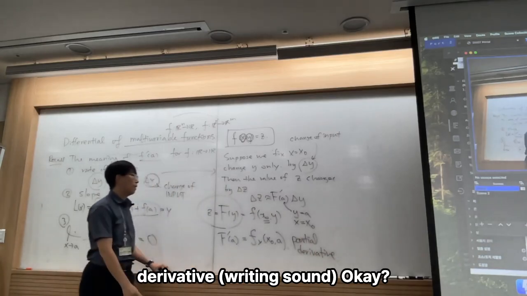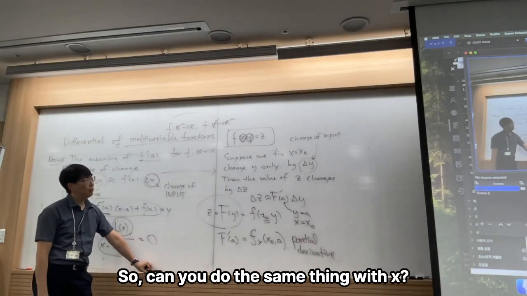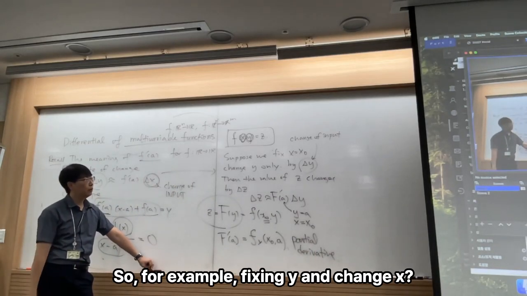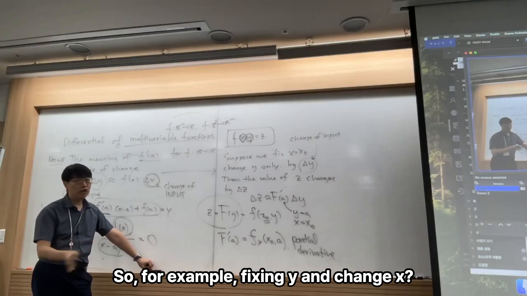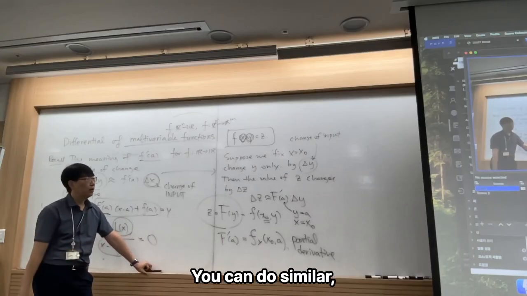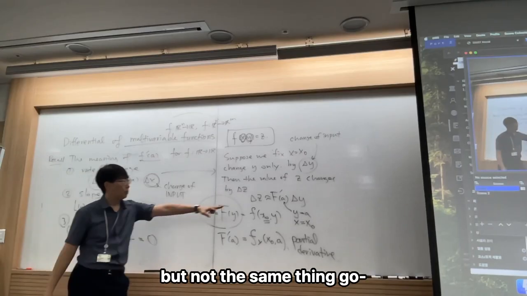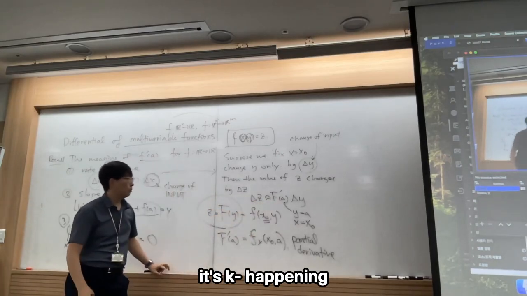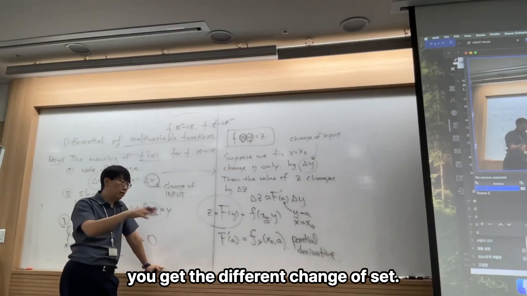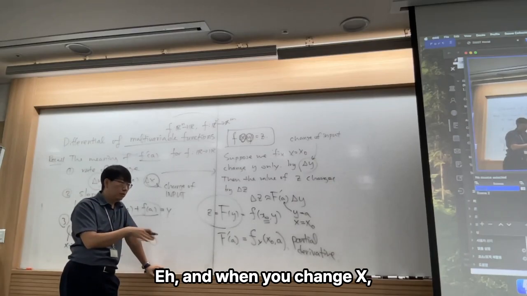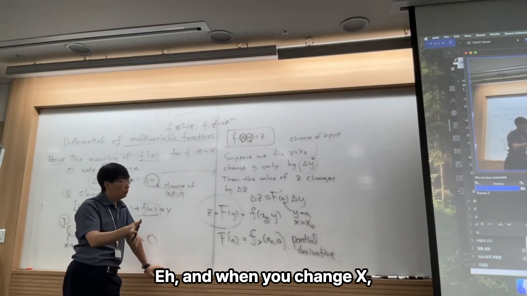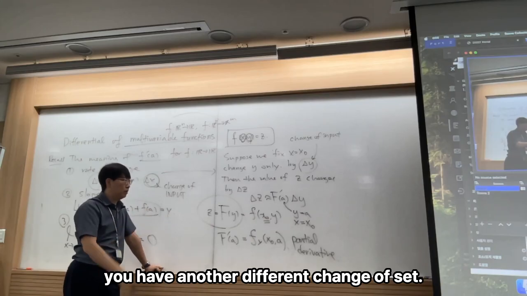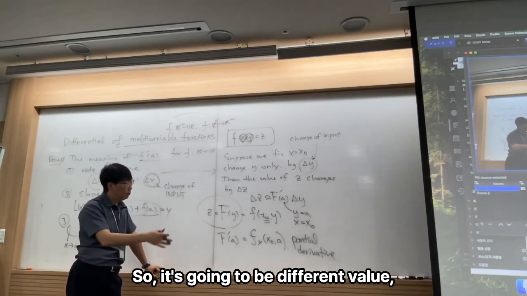Okay? So can you do the same thing with x? So for example, fixing y and changing x. You can do something similar, but not the same thing. It's kind of happening because when you change y, you get a different change of z, and when you change x, you have another different change of z. So it's going to be a different value.